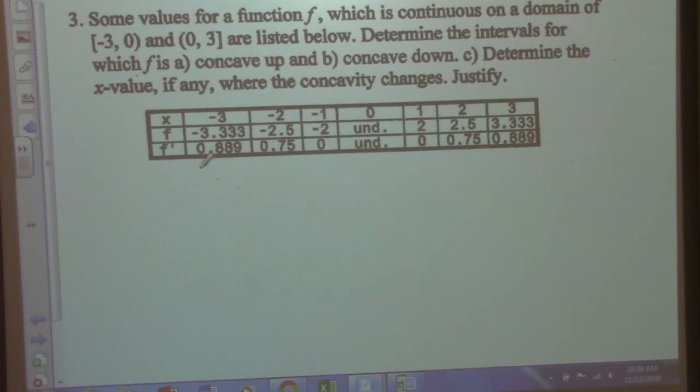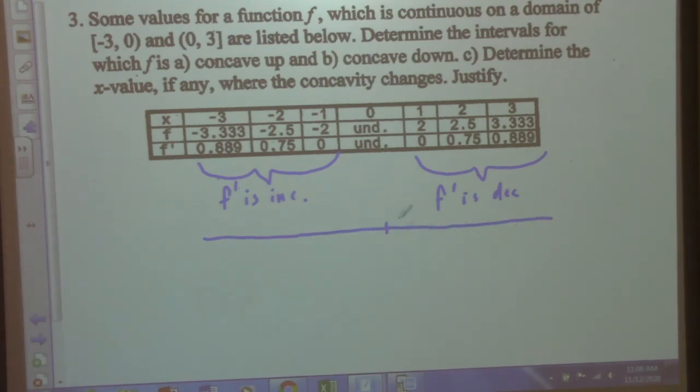But what do you notice about what F prime is doing here? Increasing or decreasing? Increasing, right? And what's going on over here? F prime is decreasing. So it looks like 0, we see undefined here, that's going to be, for our purposes, a critical number. And so if we have F prime increasing, what is F double prime doing?